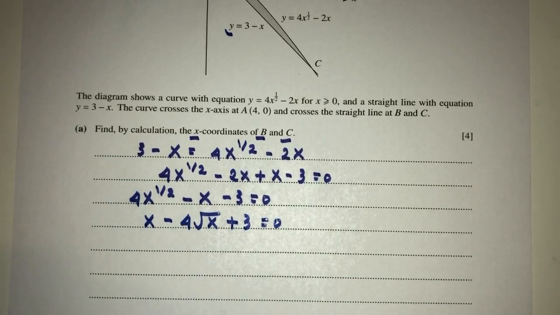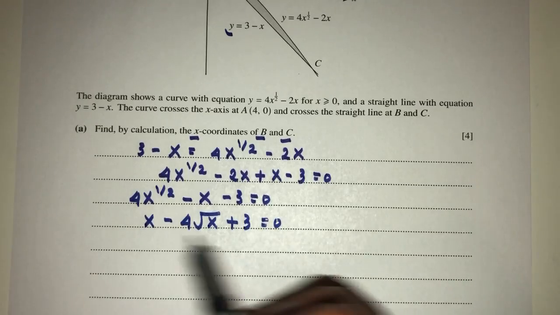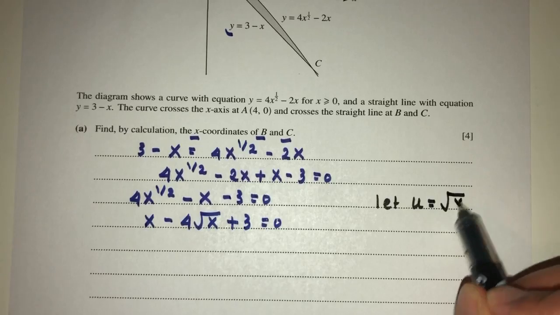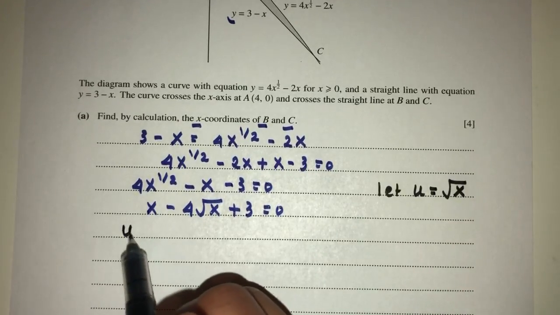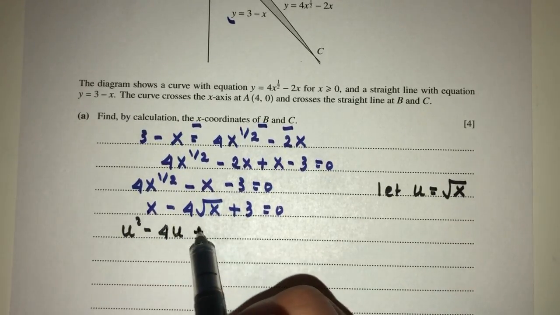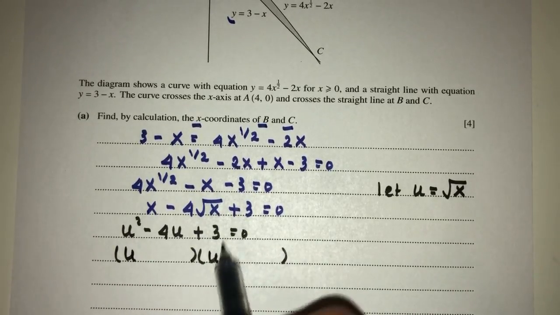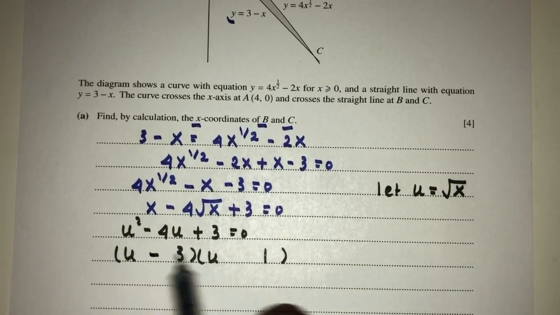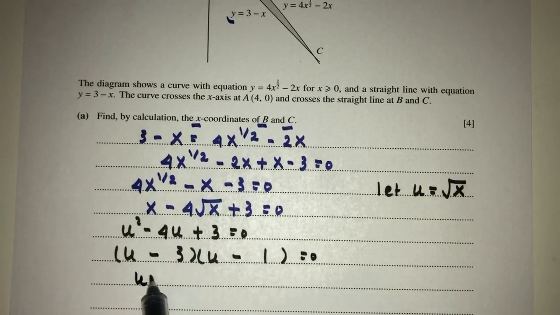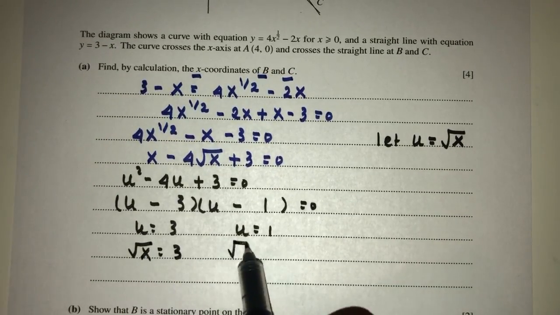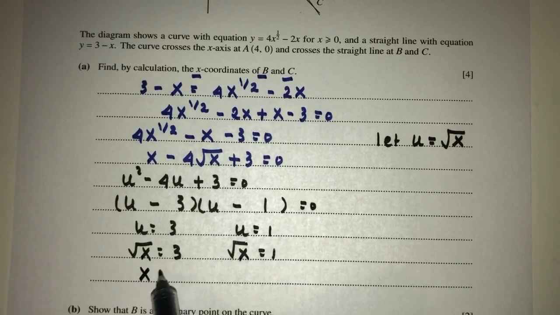Now one thing we can do here is to simplify. Let u equal root of x. So you will have u squared minus 4u plus 3. Simplify, factorize, you will have u, 3 is 3 times 1, minus 4 is minus 3 minus 1. So u will be 3 and u will be 1. Of course, we're trying to find x. Root of x is 3 and root of x is 1. x will be 9, x will be 1.